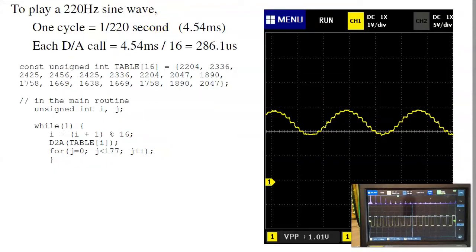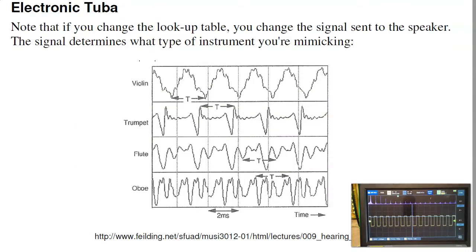That leads to other things you can do. Use a different lookup table. I can generate different sounds. This is the frequency or the signal of a violin, trumpet, flute, oboe. So if you ever see an electronic organ, that's all they're doing. They're changing the shape of the waveform. Instead of being a sine wave, output different waveforms, you get different instruments.